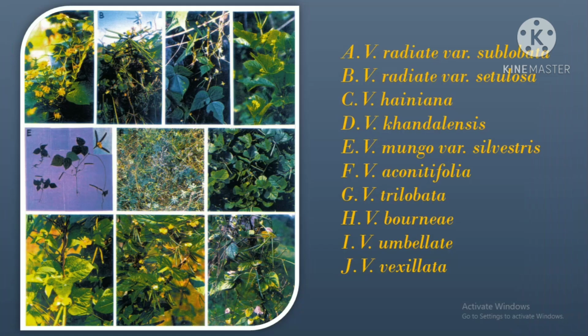These are all the photographs depicting vegetative morphology of some wild Vigna species which are distributed across India. For example, Vigna radiata variety sublobata in A, and Vigna radiata variety setulosa in B, and Vigna hainiana, and Vigna vexillata, and Vigna umbellata.